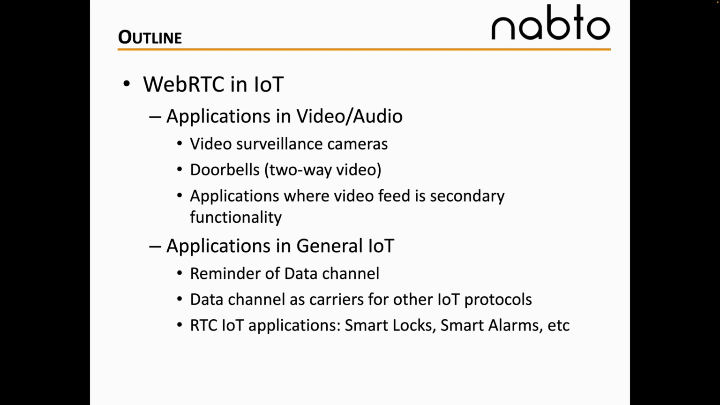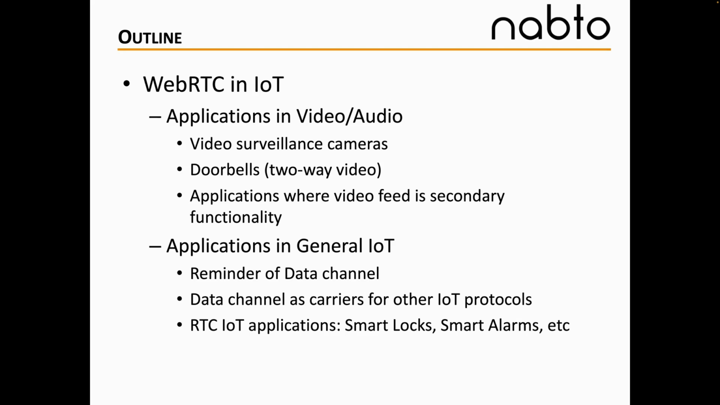But we also see applications where video feed is a secondary functionality, and this could be, let's say, an oven. We have seen ovens that start to have video cameras inside. So here the video feed is not the primary functionality, because in an oven the primary functionality is heating your food. But we're starting to see a lot of applications where video feed is secondary. And this, of course, has a lot to do with smartphones having really pressured the price level of cameras.